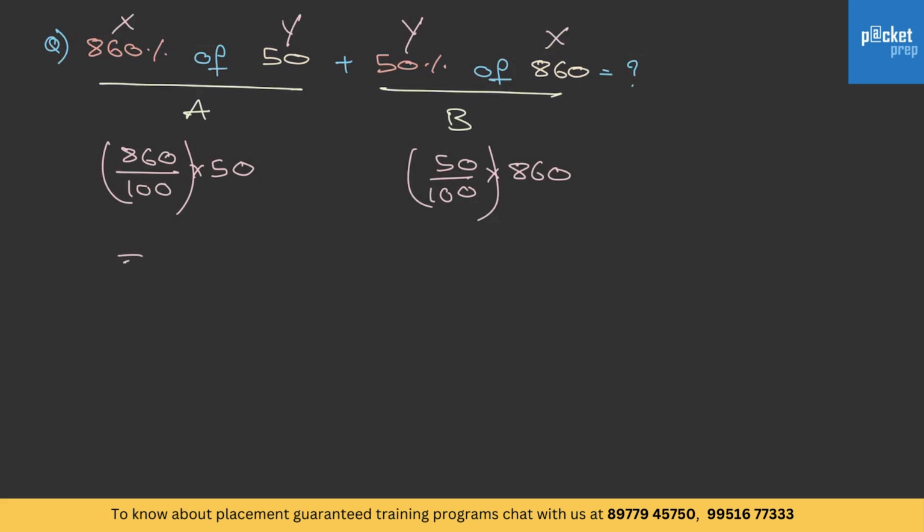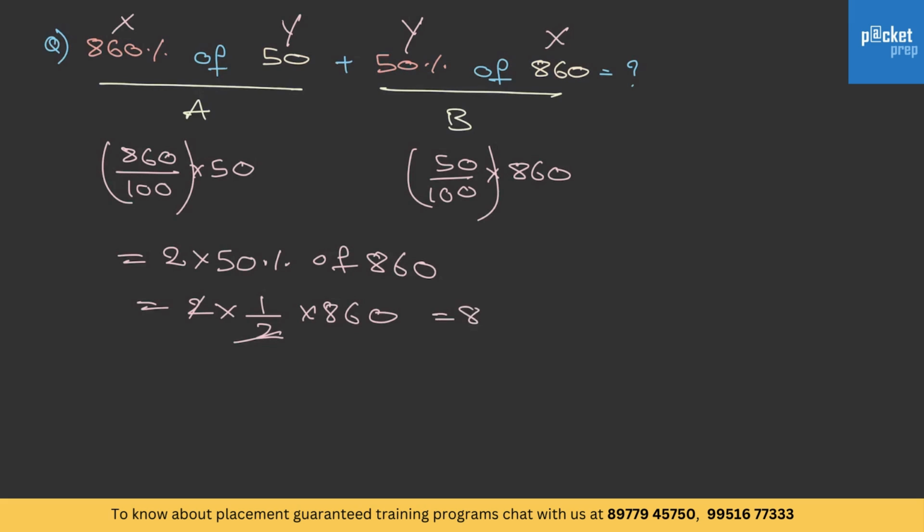So from this we can write 2 into 50% of 860. As we know, 50% can be written as 1 by 2. So 2 into 1 by 2 into 860, which gives us 860.